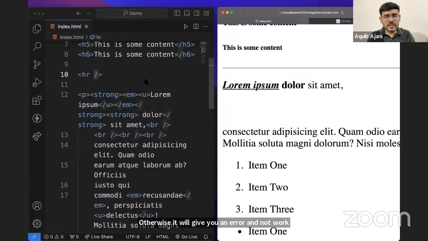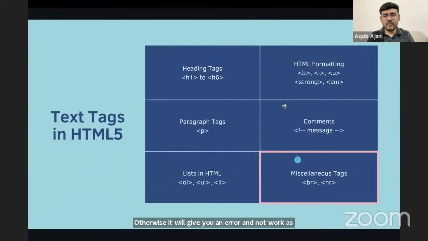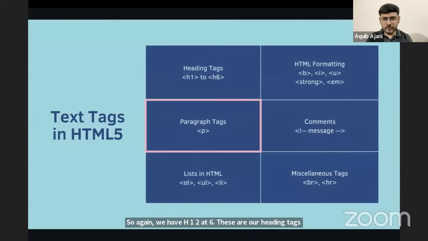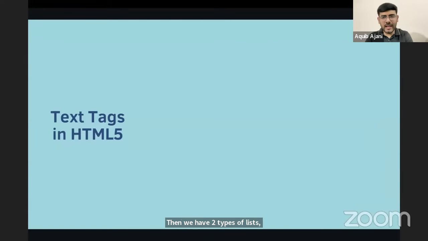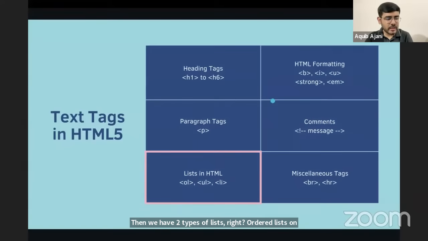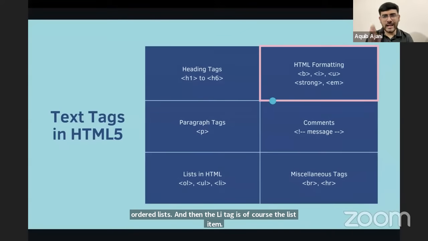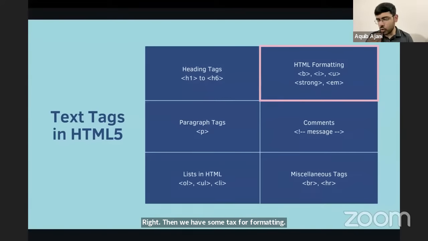So yes, these are all the different text tags that we have available in HTML. Again, we have H1 to H6. These are our heading tags. Then we have P, which is our paragraph. Then we have two types of lists, right? Ordered lists, unordered lists. And then the LI tag is, of course, the list item. Then we have some tags for formatting: bold, italics, underline. Strong is the same as bold, and EM is the same as italics, which is I.